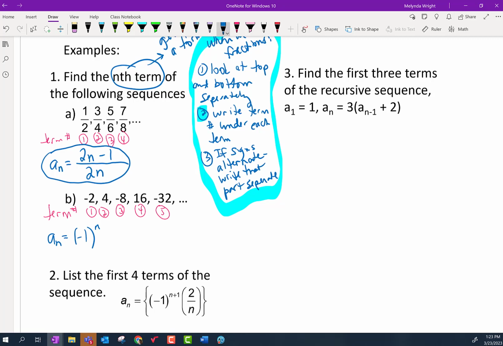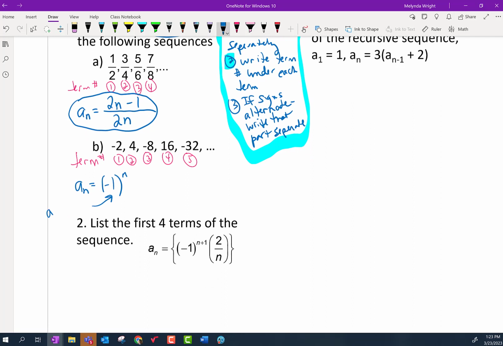So this is called the alternating part. This part is the alternating part. And it's either going to be -1 to the n or -1 to the n plus 1 for us. Okay, that makes it alternate. Either negative, positive, or positive, negative, depending on which way it's going. Now we can forget about the signs and just think about the numbers. Think about the numbers 2, 4, 8, 16, 32.